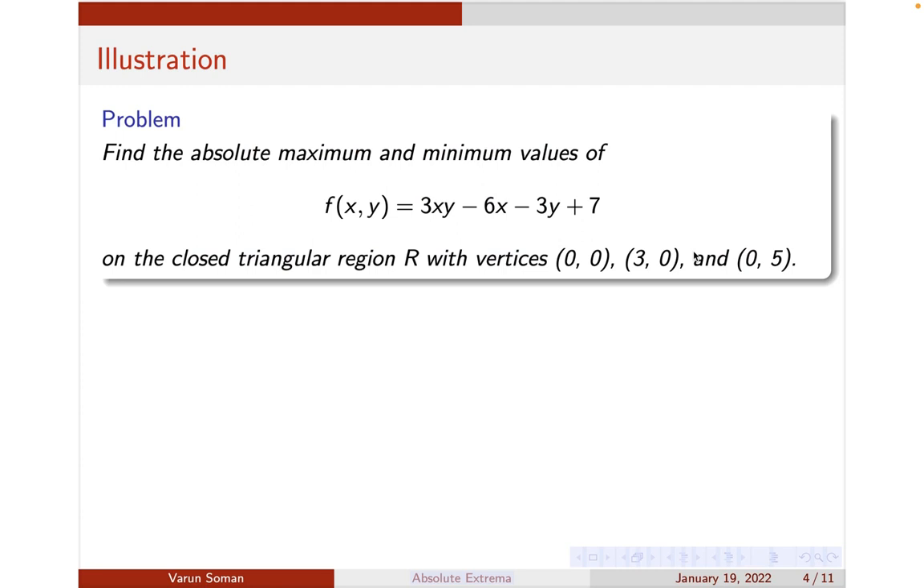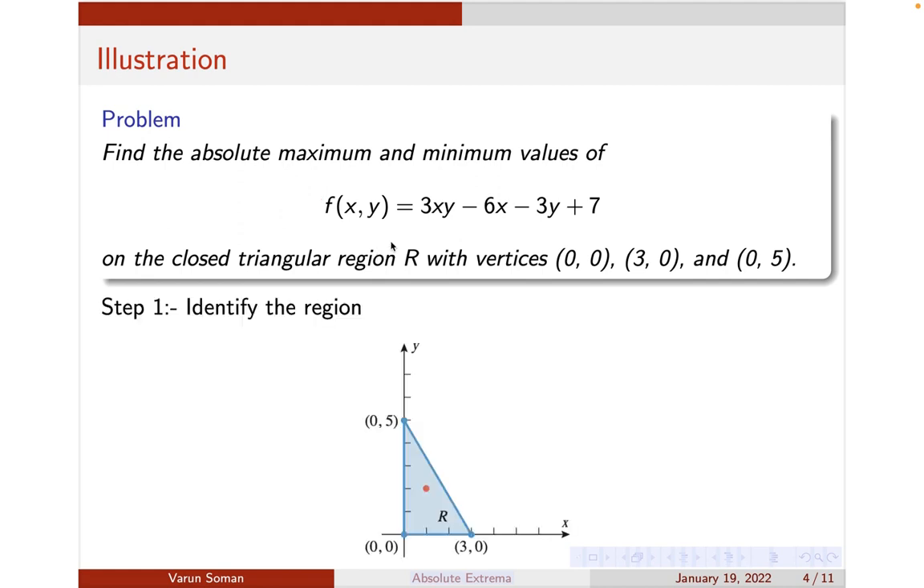Suppose you are given a function like this. Just read the question: find the absolute maxima and minima values of this function in the closed triangular region R with vertices 0,0, 3,0 and 0,5. The very first step is you have to draw this region R. You have to understand what that region is. So here is the region, I have drawn it here. You will have to find the absolute maxima and minima in this region. It is very easy to draw, because you can just plot the points 0,0, 3,0 and 0,5 and join. So this is my region.